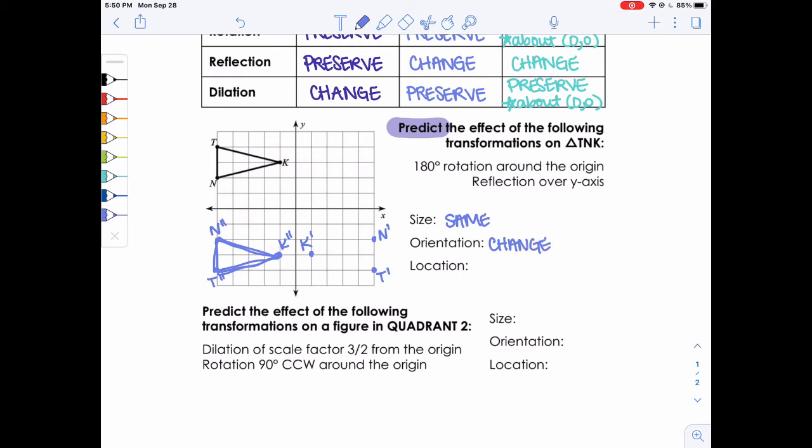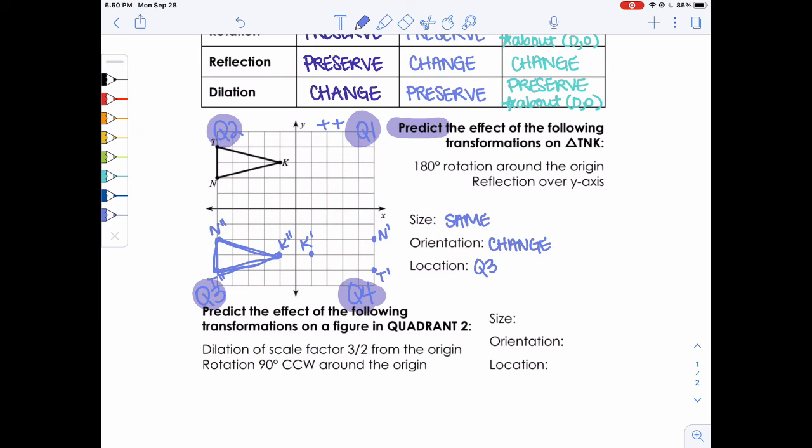And location. Originally it was in quadrant 2. Let's go ahead and label our quadrants just so we have those. Quadrant 1 is the top right, my positive. Quadrant 2, top left. Quadrant 3, bottom left. And then Q4, bottom right. Okay, make sure we have those labeled. So originally it was in quadrant 2. Now it is in, very good, quadrant 3. So our new location is quadrant 3. And that's all there is to it.